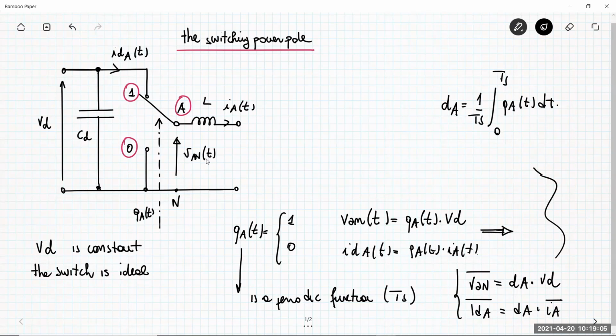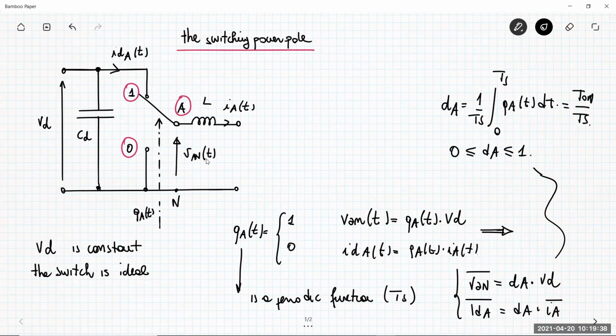The duty cycle is a quantity that simply indicates the ratio between the time interval in which the bipositional switch is in position 1 and the total period Ts. This is Ton over Ts. Ton can be 0 or at the maximum can be Ts, so the duty cycle ranges from 0 to 1.